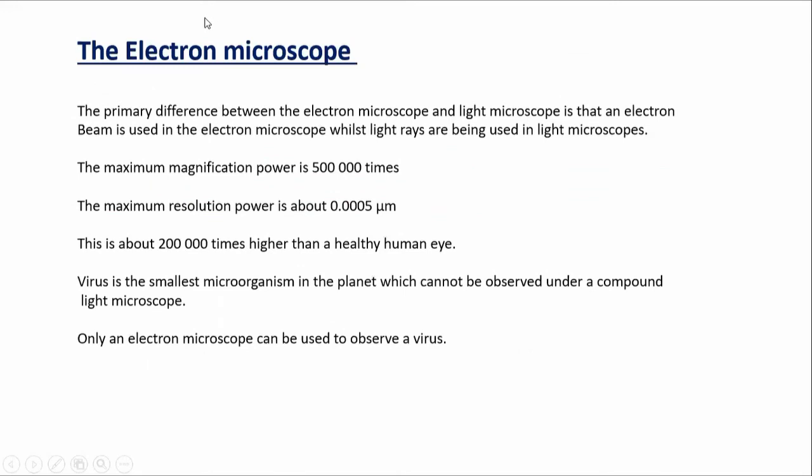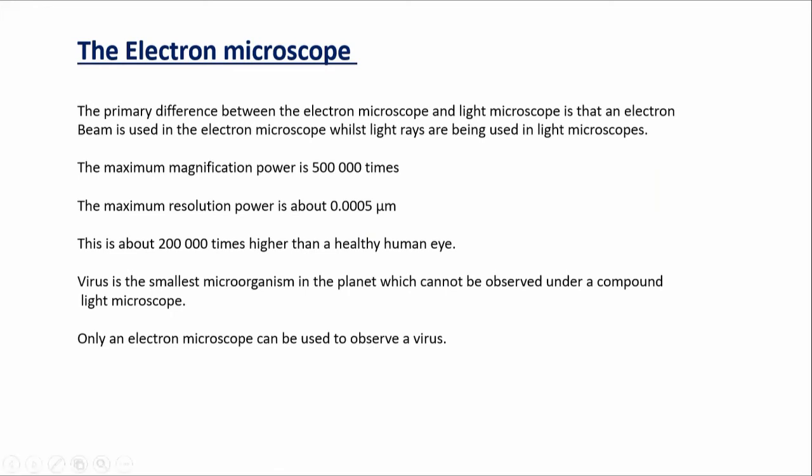So finally, we are going to talk about the electron microscope. The primary difference between the electron microscope and light microscope is that an electron beam is used in the electron microscope whilst light rays are being used in light microscope. We already learned that in compound light microscopes, we use light for observation. But in an electron microscope, we use electron beams.